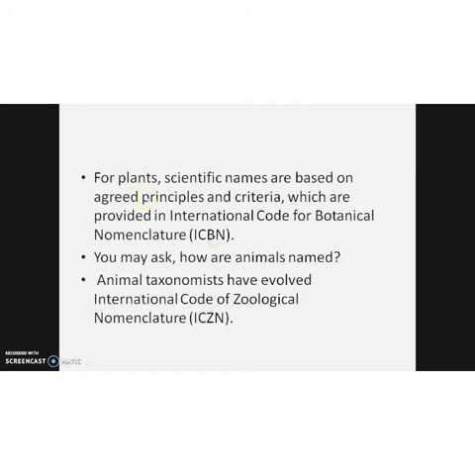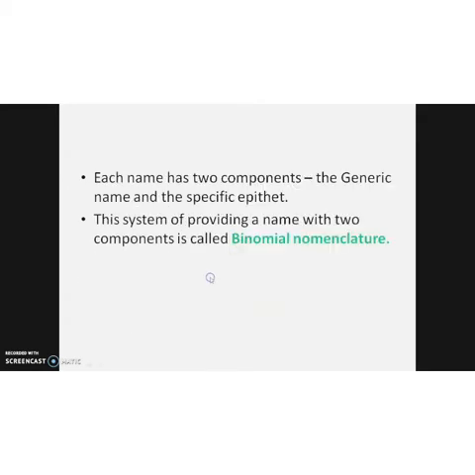Understood? For plants, scientific names are based on agreed principles and criteria, which are provided in the International Code for Botanical Nomenclature, ICBN. And how are animals named? Animal taxonomists have evolved the International Code of Zoological Nomenclature. As you all know, botany is the study of plants and zoology is the study of animals, isn't it? So ICBN and ICZN is clear.